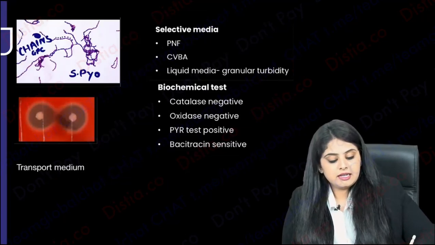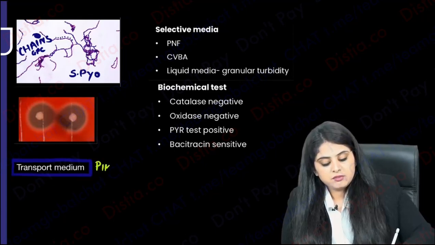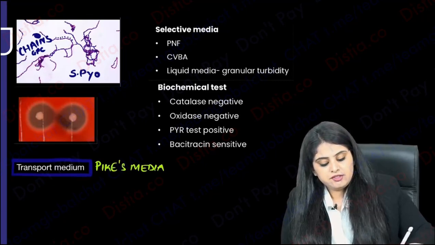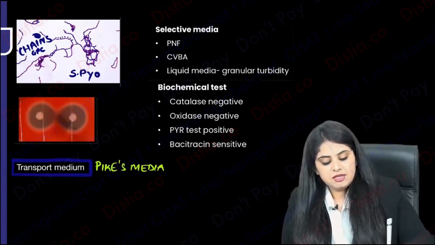Now you say that I collected a sample. I'll say, okay, what will you transport the sample in? For transportation, we have the Pike's media. For transportation of Streptococcus pyogenes, we have the Pike's media.